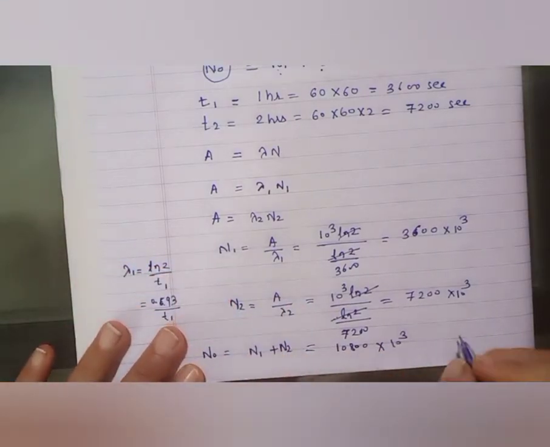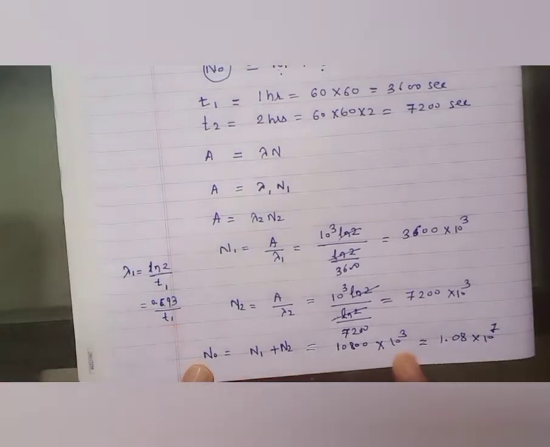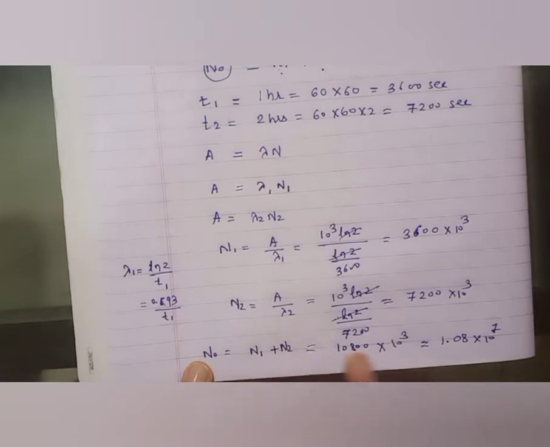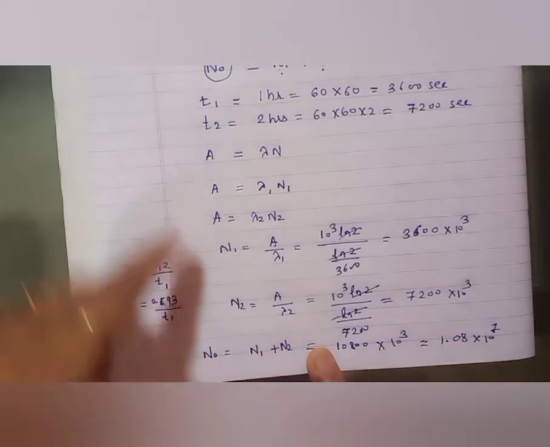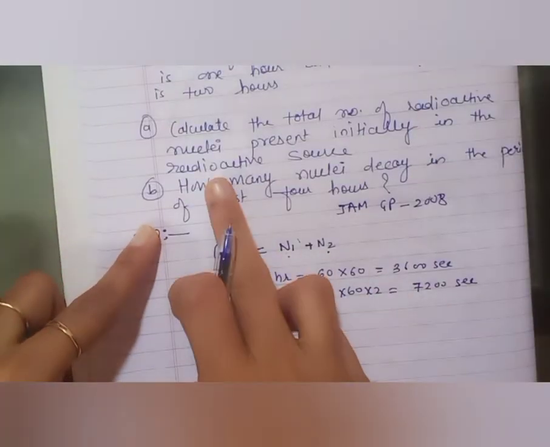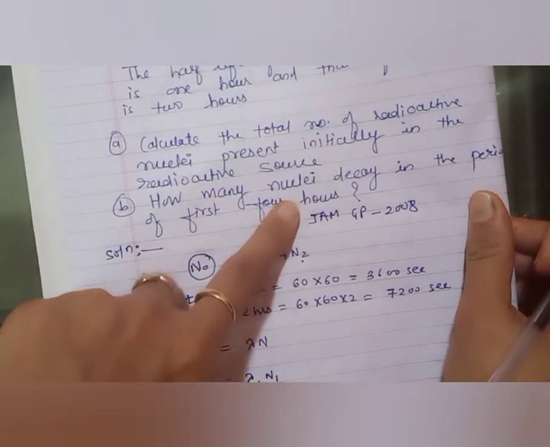So we got this answer, or we can write it as 1.08 into 10 raised to 7. So these are the initial number of nuclei present in the radioactive source. Now the second part is: how many nuclei decay in the period of first 4 hours?